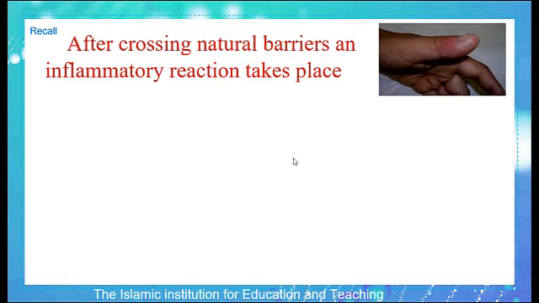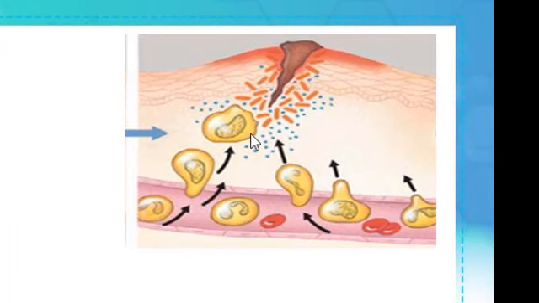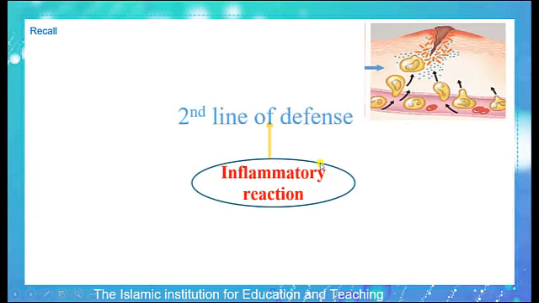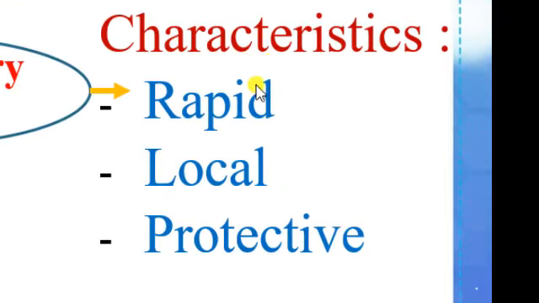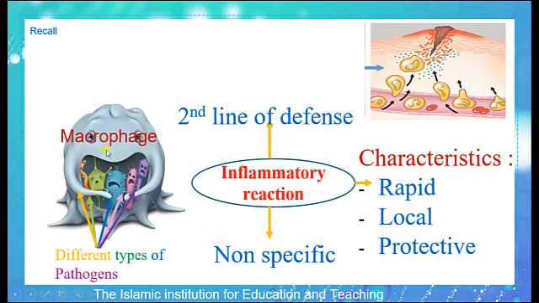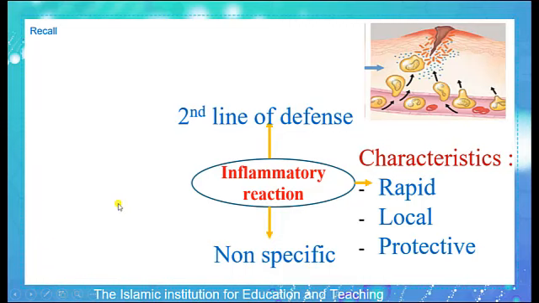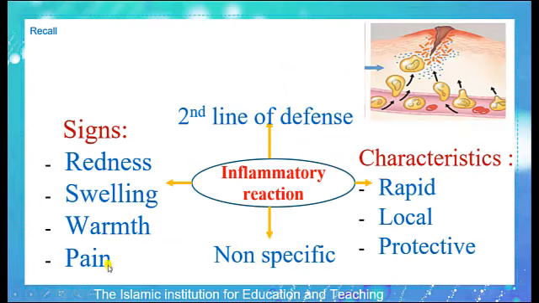After crossing the natural barriers, an inflammatory action takes place where leukocytes fight pathogens. During an inflammatory action, which is the second line of defense, the characteristics are rapid, local, protective, and non-specific. The inflammatory action is a non-specific immune response since it acts the same no matter what the pathogen is. The signs of the inflammatory action are redness, swelling, warmth, and pain, and we talked about the reasons of each sign.